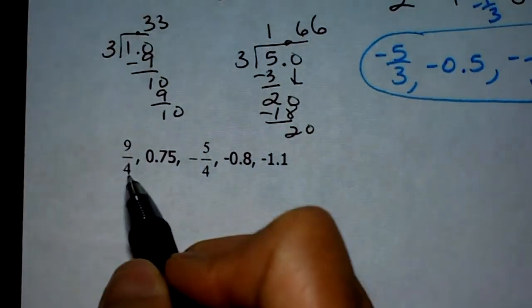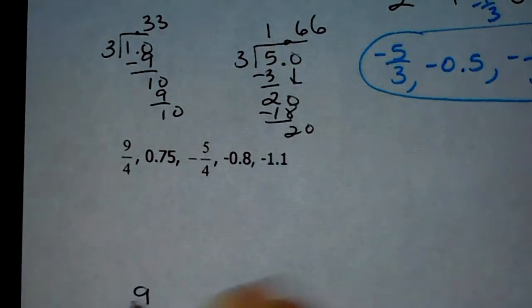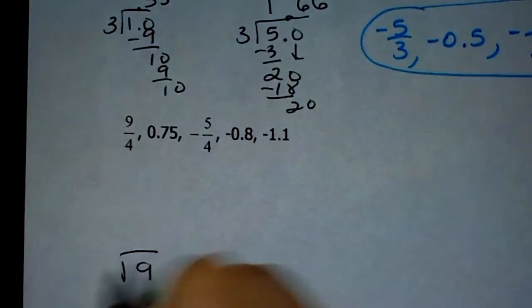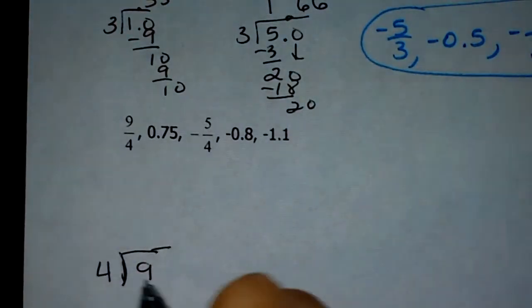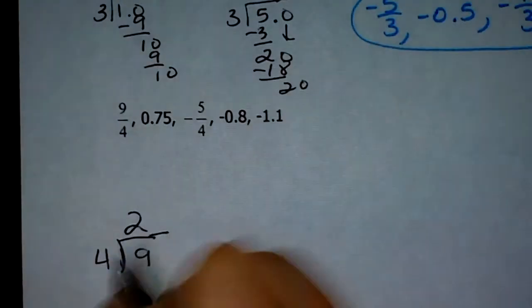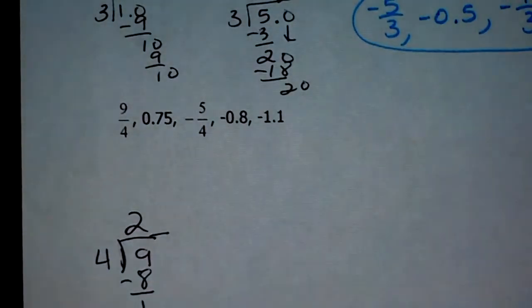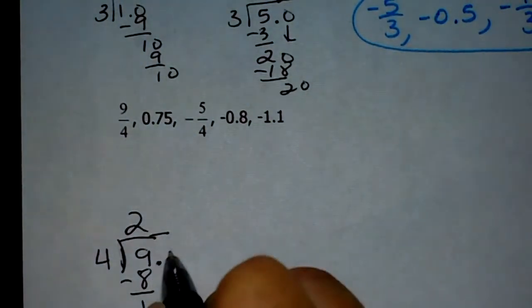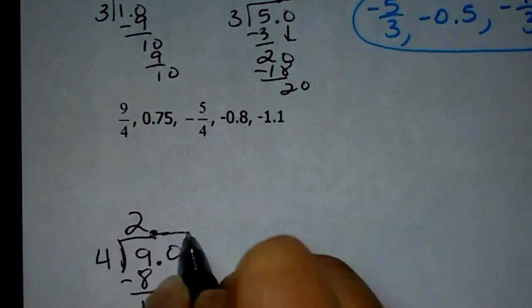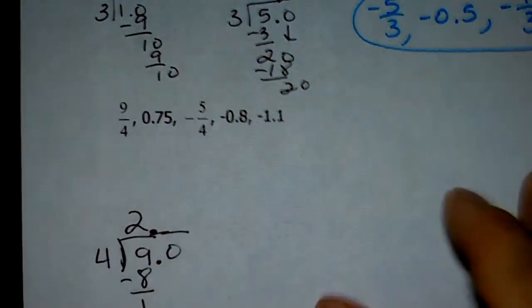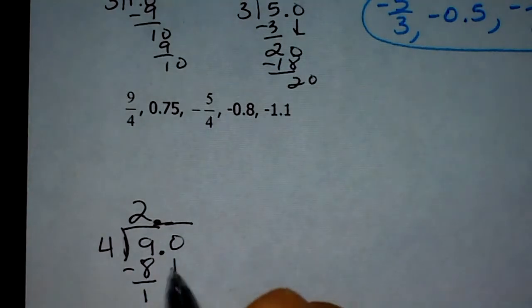So 9/4 as a decimal, that means 9 is being divided by 4. 4 does go into 9. It goes into 9 twice with 1 left over. I need to add a 0, so I'm going to add a decimal point there so I don't change that from 9 to 90. I want it to still be 9. We'll bring down that 0.